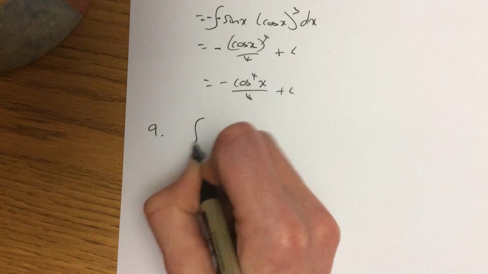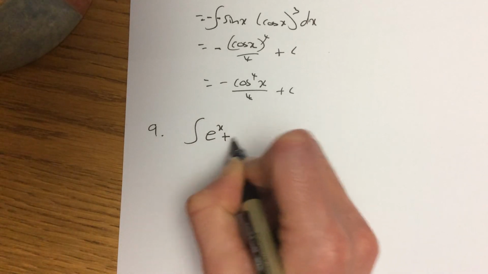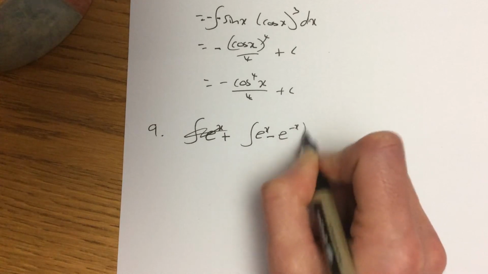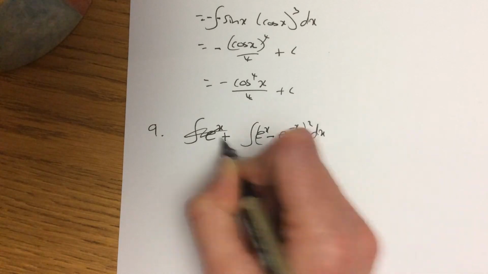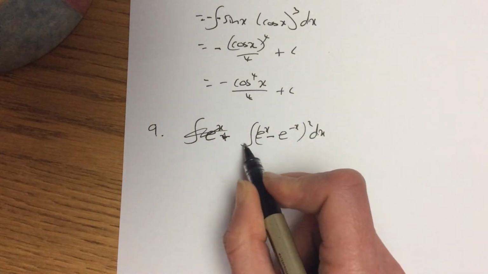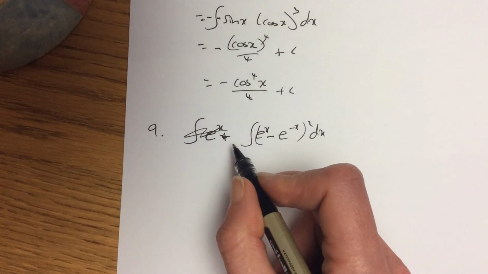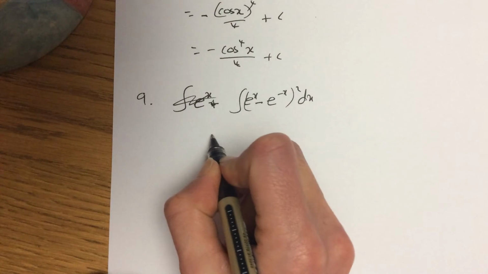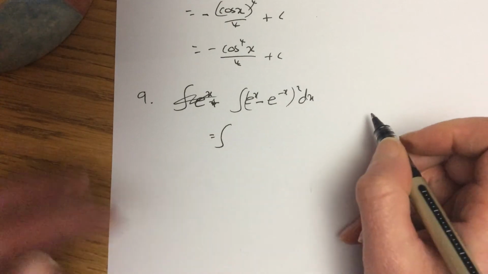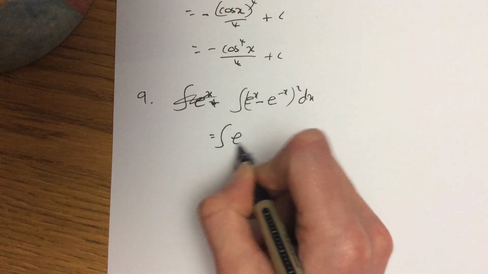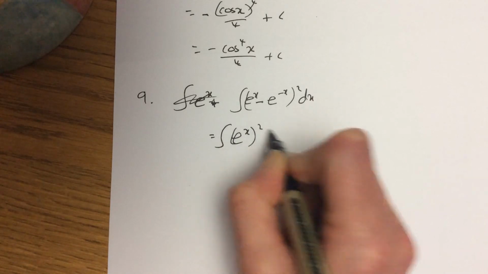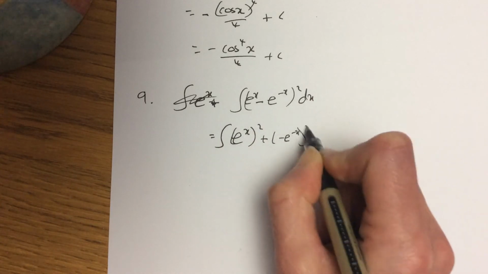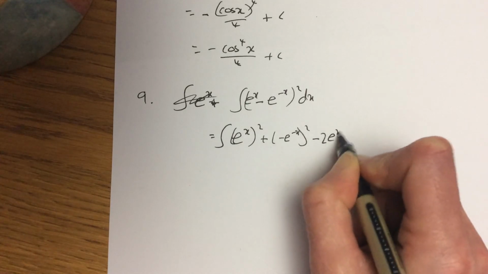Number 9, e to the x minus e to the minus x squared dx. But I don't have the derivative of that in front. And remember, you can't balance with x's, so there's only one way of doing this, and that is to square out this. You can either do the quick way, which is square the first, square the last, and double the product.